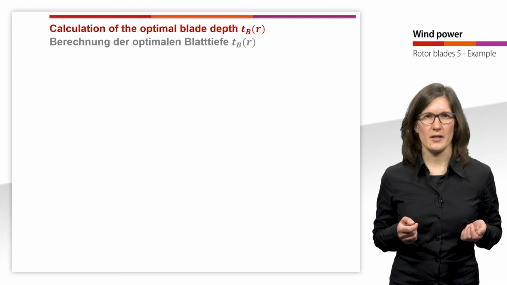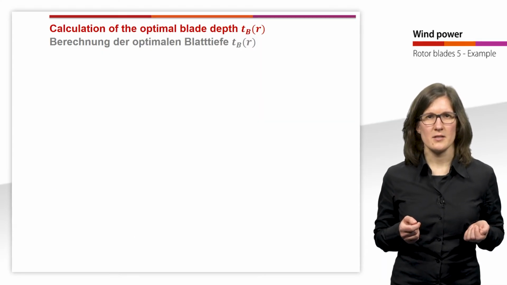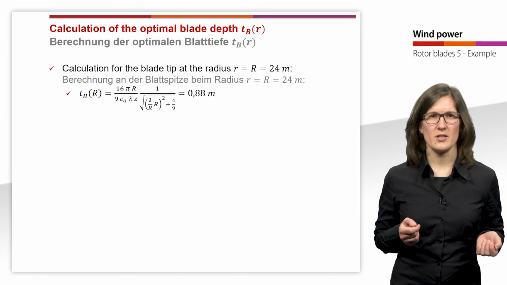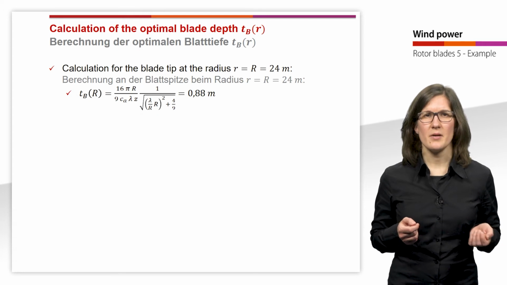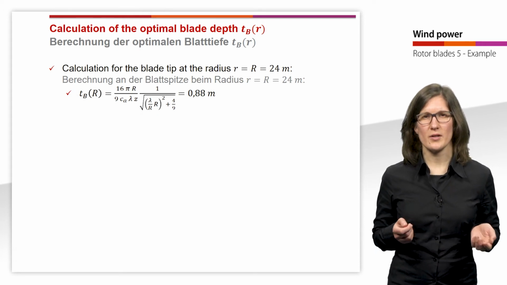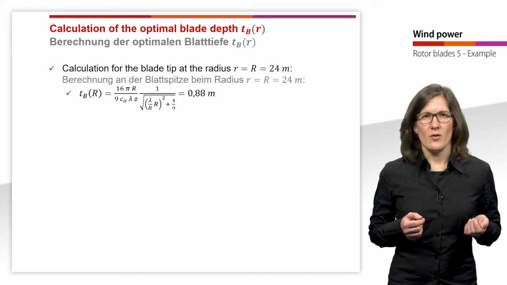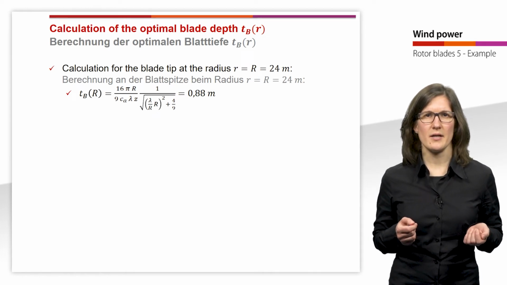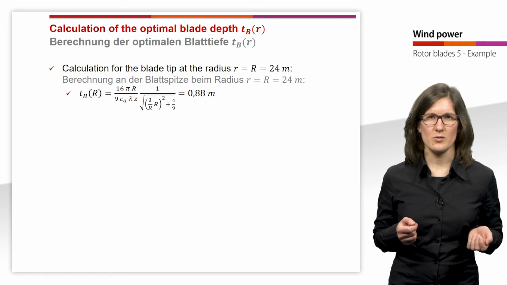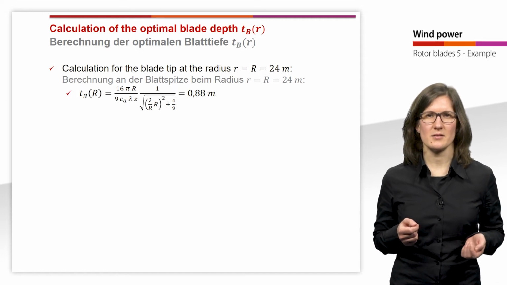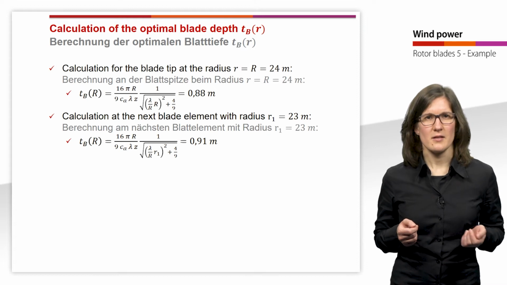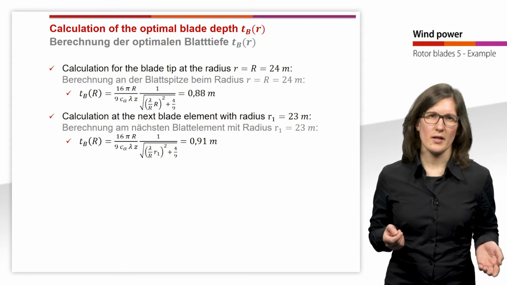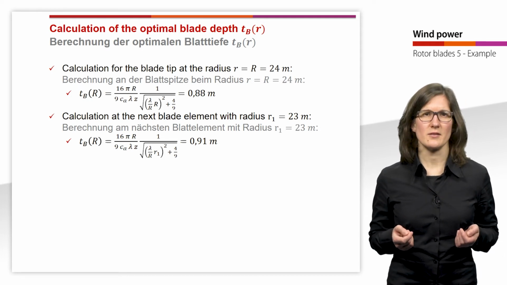After that, I will calculate the optimal blade depth dB for our example. In the beginning, the calculation is carried out at the blade tip at a rotor radius of 24 meters. All the values of the equation are given, so the optimal blade depth at this element is 0.88 meters. And after that, this calculation is carried out for the next blade element at a radius of 23 meters.